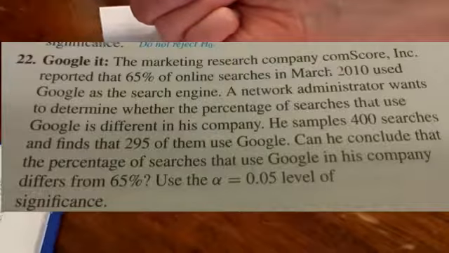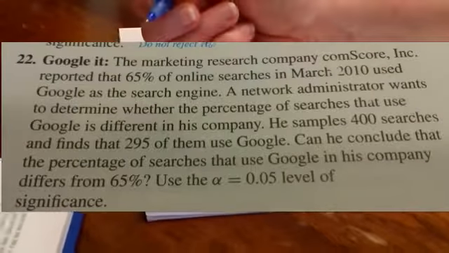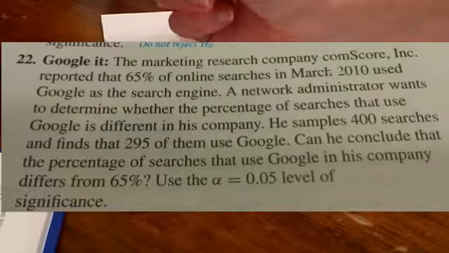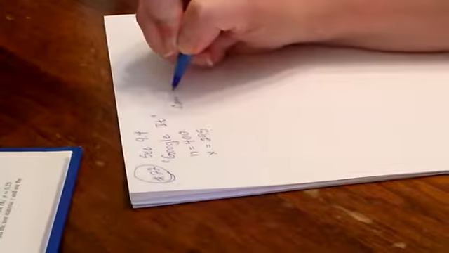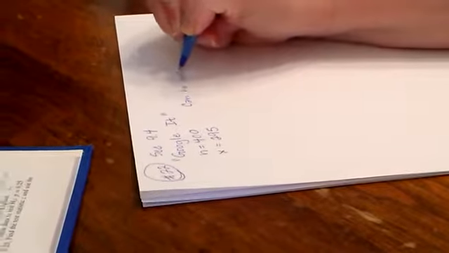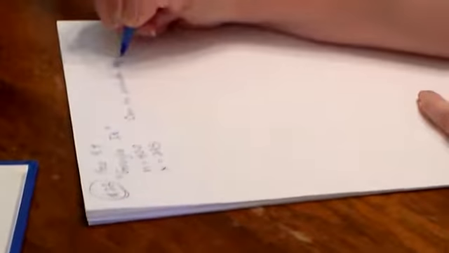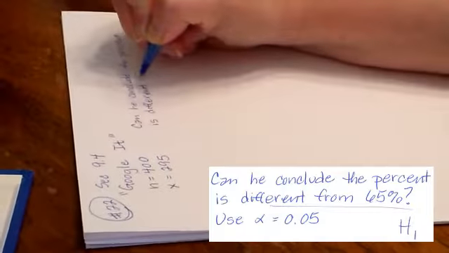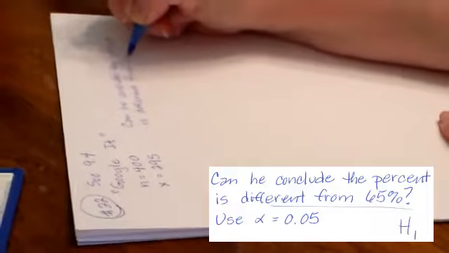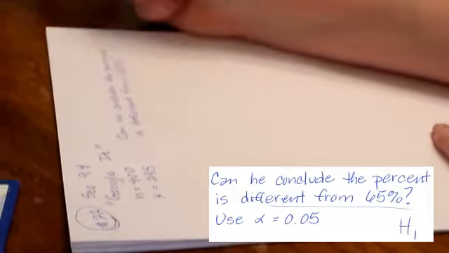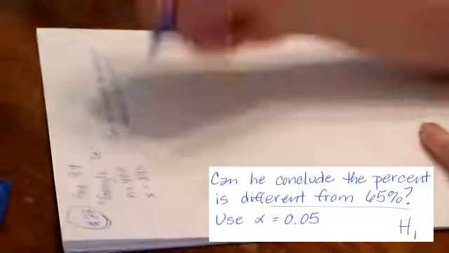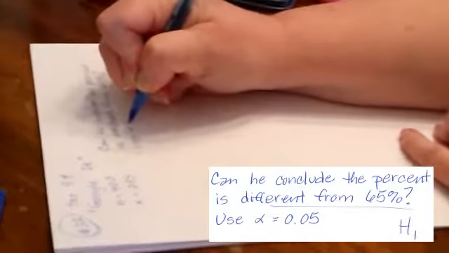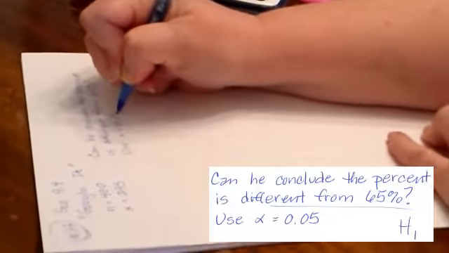Can he conclude the percentage of searches that use Google in his company differs from 65%? So the question: can he conclude the percentage is different from 65%? Right, and it says use alpha equal 0.05.